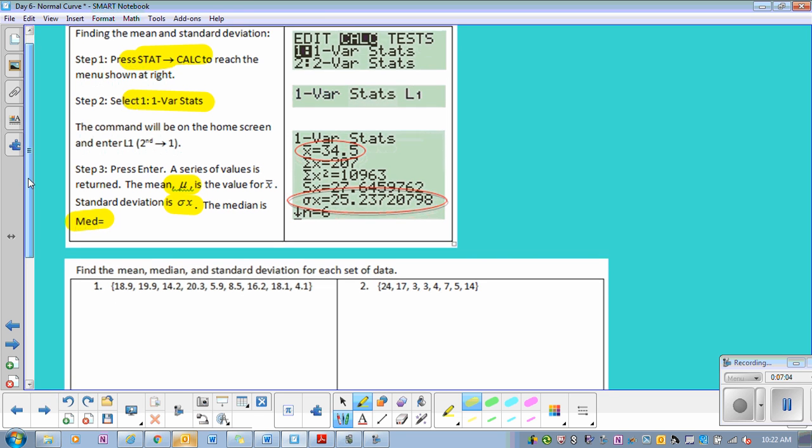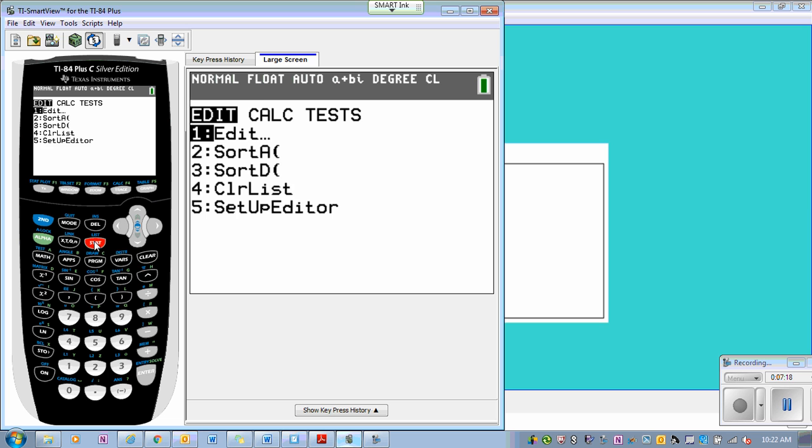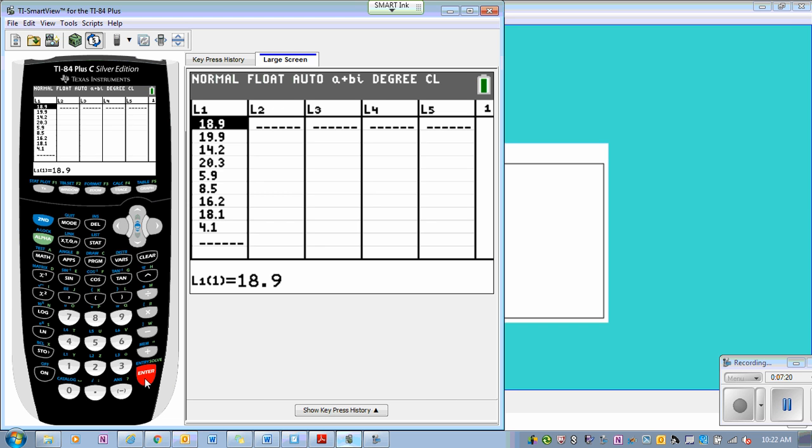So let's try this together, okay? I mean, you have all the instructions right there, but let's try number 1. Let's put in all of these data points into L1. So go to Stat, go to Edit, and put in all of your data points, just like I have here. You should have 9.